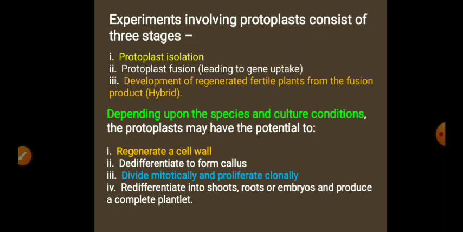Once the isolation of the protoplast has happened and we transfer it into a suitable medium, it will regenerate its cell wall within 24 hours. Later, the cells will multiply and generate an undifferentiated mass of cells called callus.